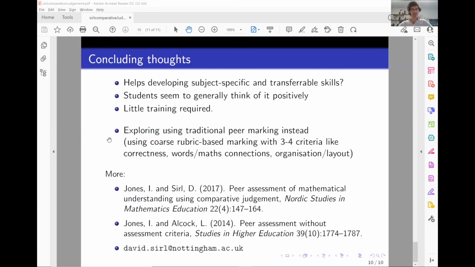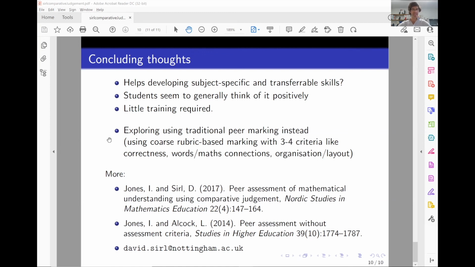Doing the paired comparisons, students do get to see a lot more different responses to the questions because they're not required to dive in quite so much detail to each submission that they might be required to do if they were doing more traditional types of peer assessment. And so what are the pros and cons?